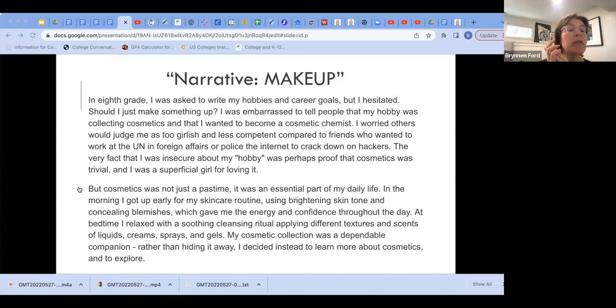But cosmetics was not just a pastime. It was an essential part of my daily life. In the morning, I got up early for my skincare routine, using brightening skin tone and concealing blemishes, which gave me the energy and confidence throughout the day. At bedtime, I relaxed with a soothing cleansing ritual, applying different textures and scents of liquids, creams, sprays, and gels. My cosmetic collection was a dependable companion. Rather than hiding it away, I decided instead to learn more about cosmetics and to explore.